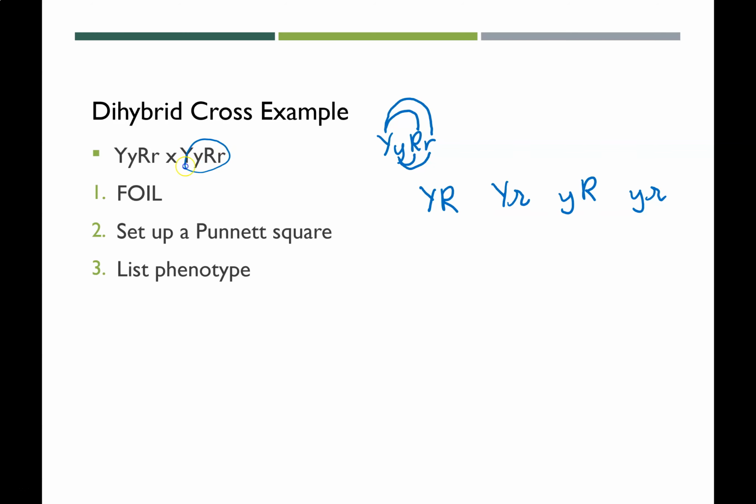Now, this individual is going to produce the same gametes, so we'll just rewrite them. If you want to practice FOILing, you can pause and do that now. All right, so we have our gamete possibilities here. I am setting up our Punnett square as we speak.